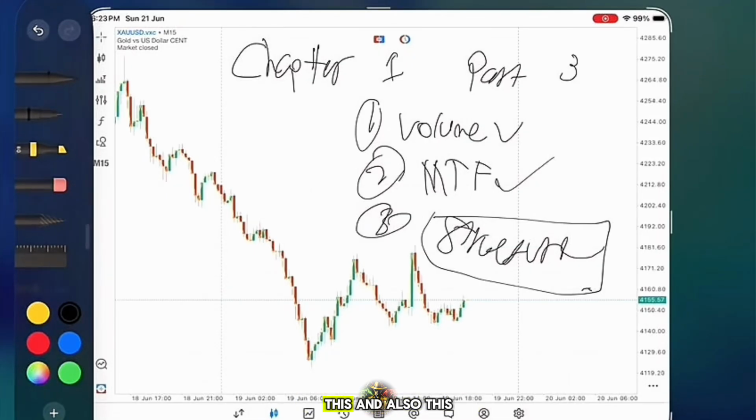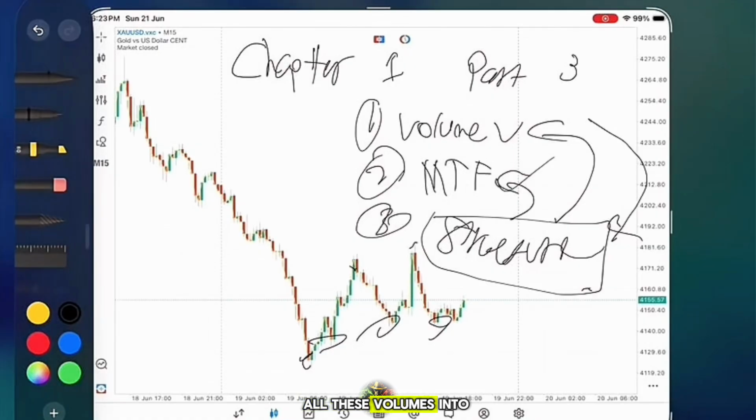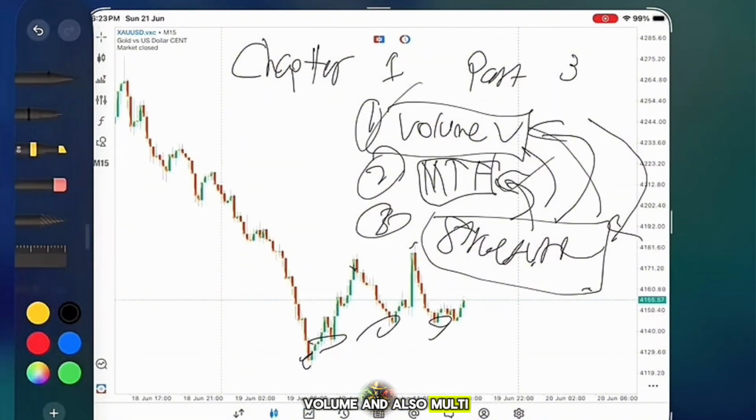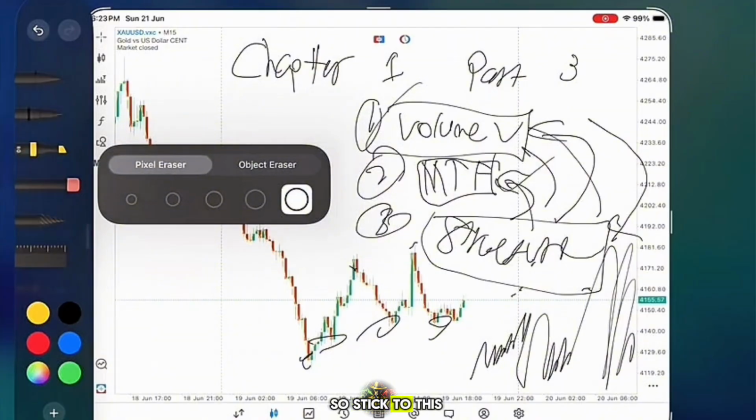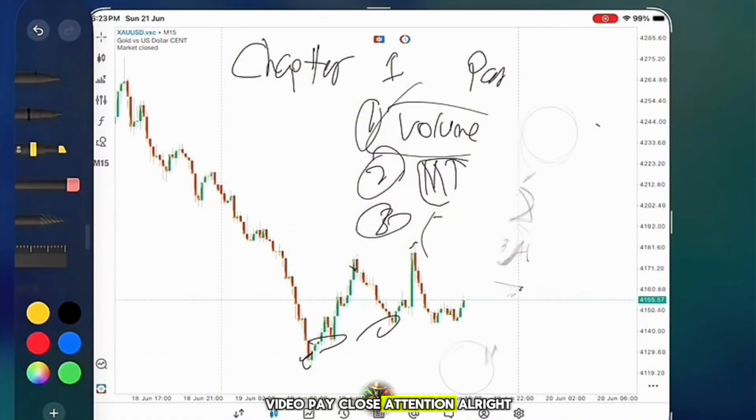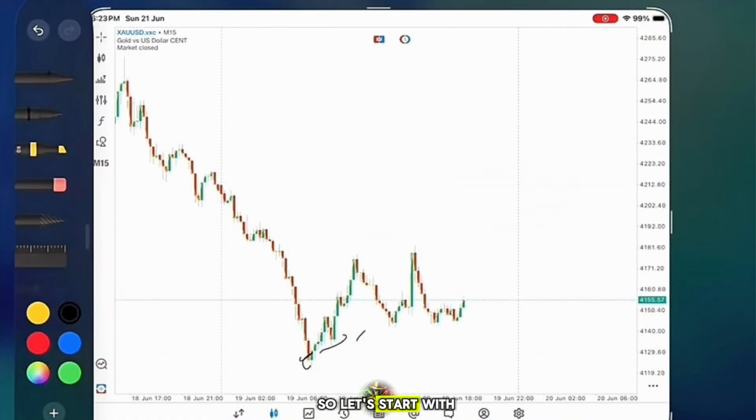How do you use this and also this into the structure, right? How do you identify volume, all these volumes into the structure, and how? By using all these indicators, volume and also multi-time frame, to identify the trend. And how do you know whether the trend is going to go up or down? So stick to this video, pay close attention. All right, so let's start with this.